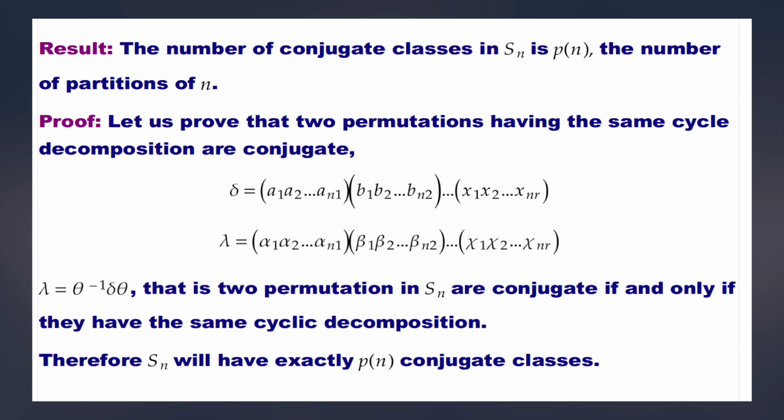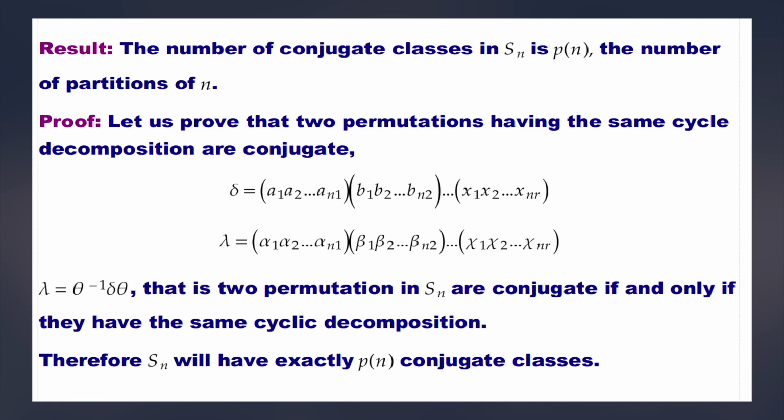The next result: we will find the number of conjugacy classes of Sn. The result is that the number of conjugacy classes in Sn is p of n, the number of partitions of n. Let us prove this. For this, two permutations having the same cycle decomposition are conjugate. See here, delta is equal to the cycle A1, A2, A3 and so on, the cycle B1, B2 and so on, and the cycle X1, X2 and so on.